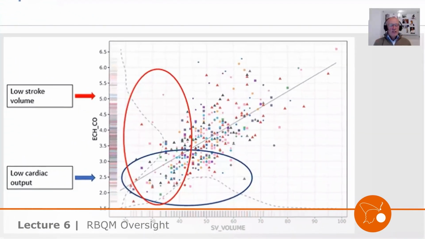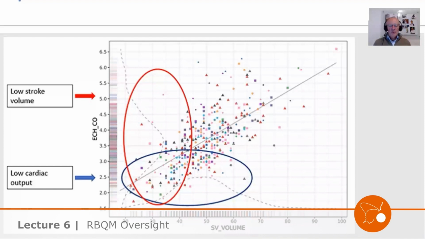On the y-axis, you have the echocardiography, the cardiac output in liters, something between 1.5 liters up to 6.5 liters. And on the x-axis, you have the stroke volume, that is the volume that the heart pumps out with every heartbeat. And usually, the cardiac output and the stroke volume go hand in hand. They should, at least to a certain extent, depending on the heart rate.